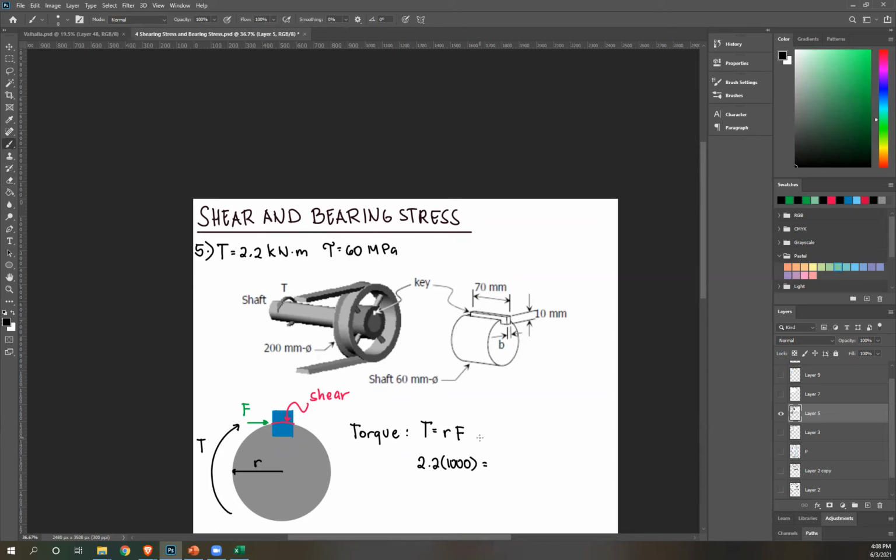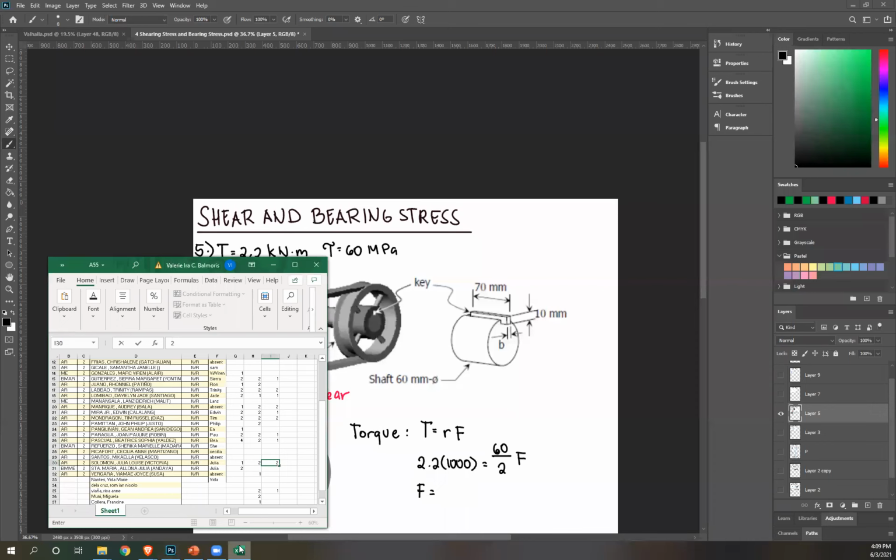That equals R. So now we can use millimeter. 60 is the diameter, so to get the radius, divided by 2. So 60 over 2. And then F is what we're looking for. Please solve what's F. 73.33. Very good, Laika and Beatrice.